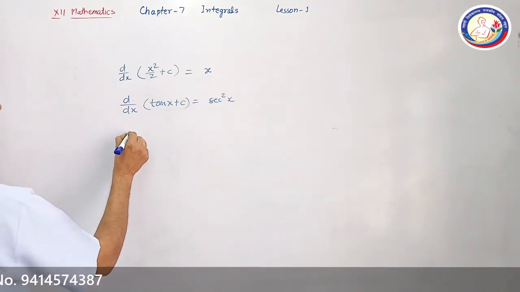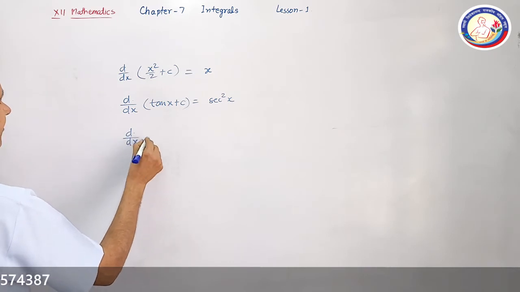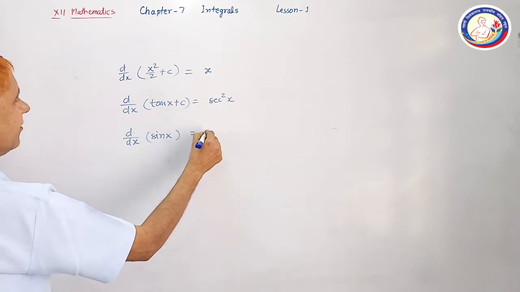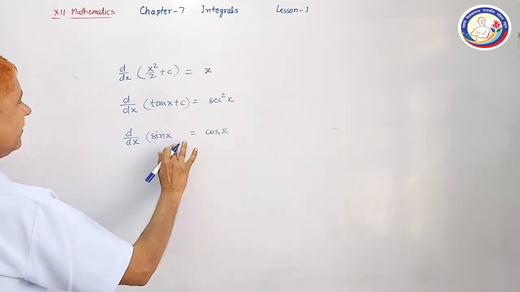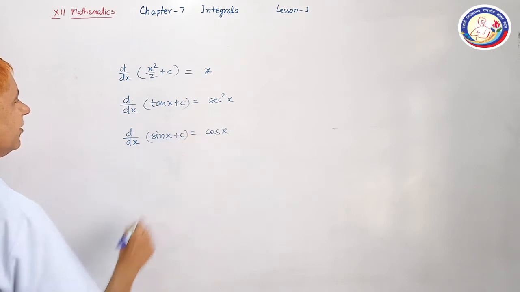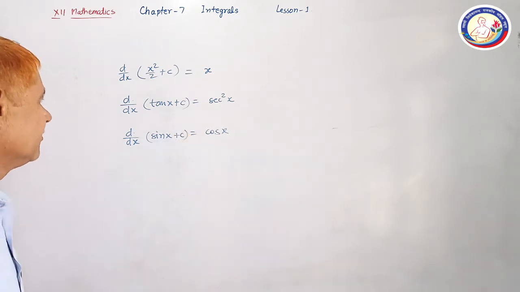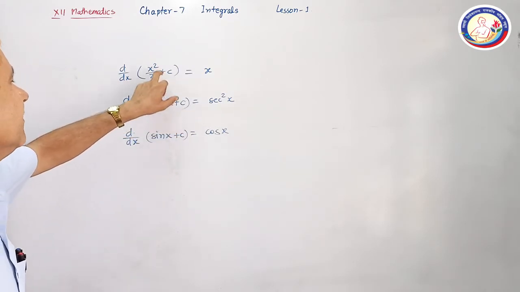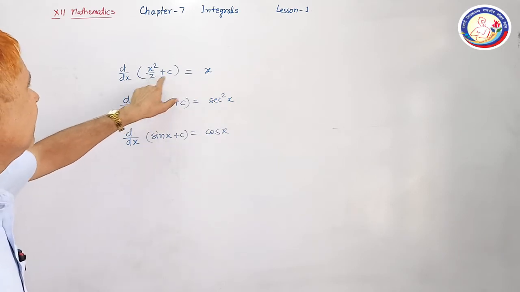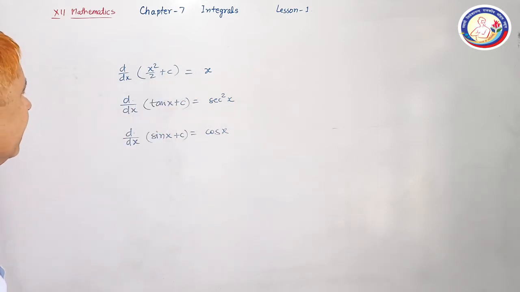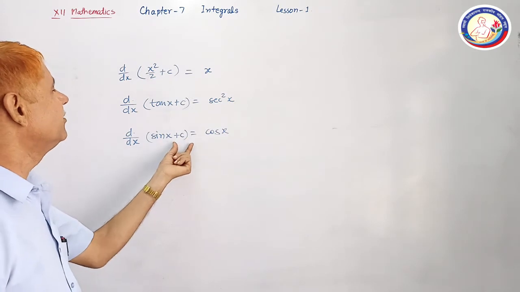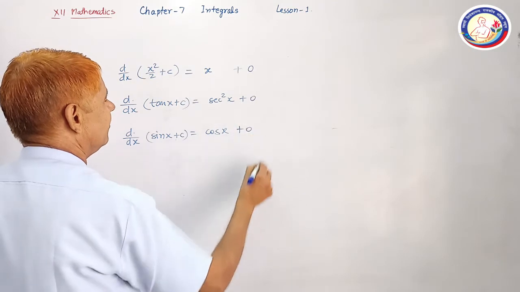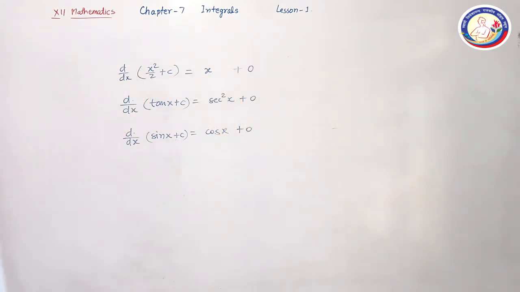In a similar way, derivative of sin x is cos x, and again derivative of sin x plus c is cos x. So if there is a constant associated with the given function, and if we differentiate it, we note that derivative of a constant is always 0. We can write it as 0. It makes no difference in the result.